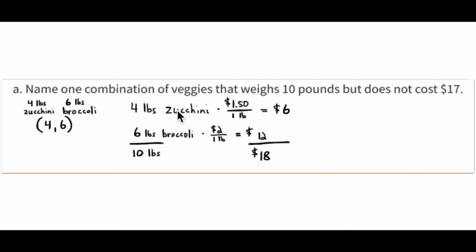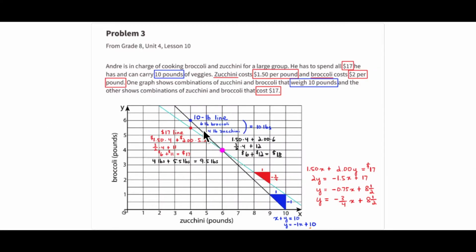So this is $6 for that 4 pounds, and 6 pounds of broccoli, $2 for each pound times 6 pounds, gives you $12. Add these two together, that equals $18. Now notice that this point right here is 10 pounds of vegetables and it costs $18. So it increases $1 in cost, keeping the pounds the same, going from $17 to $18. So I'm going to show you this in steps, going from this point here of 6 pounds of zucchini, 4 pounds of broccoli, to 5 and 5, to 4 pounds of zucchini and 6 pounds of broccoli.